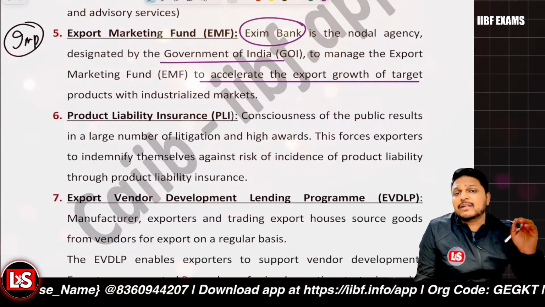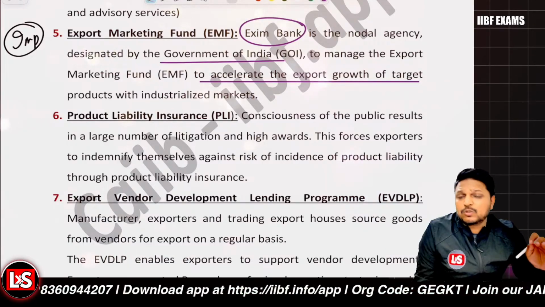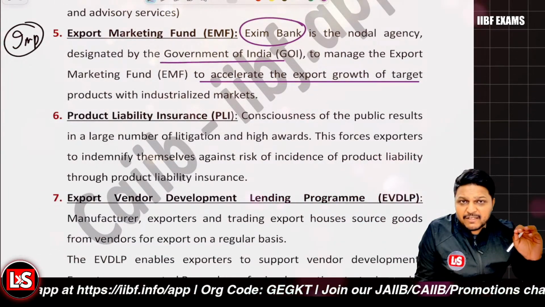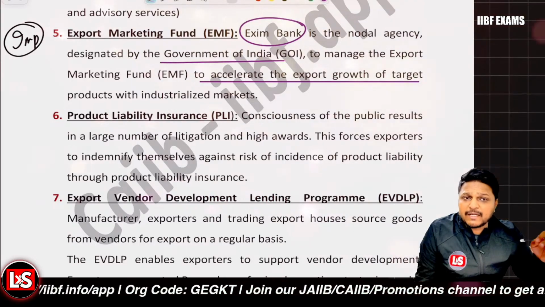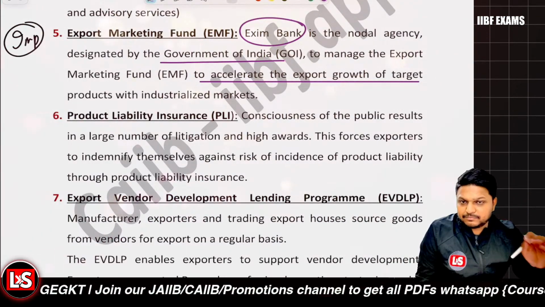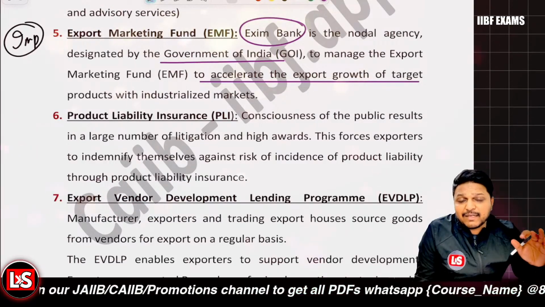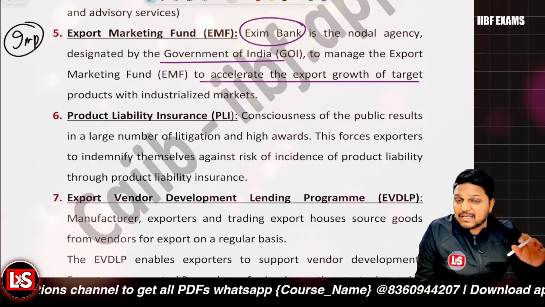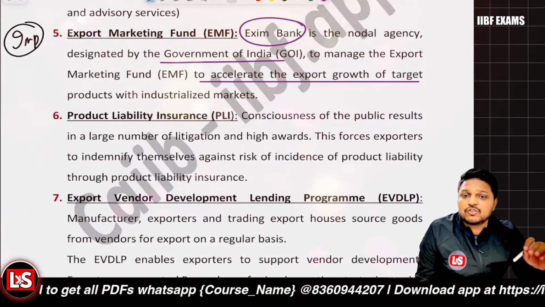So this product liability insurance is going to provide you protection if there is an injury or death or property damage to the buyer or to a third party due to some product, right? And if the exporter is selling goods in the international market where the legal liability risk is also there, definitely this insurance is a must.